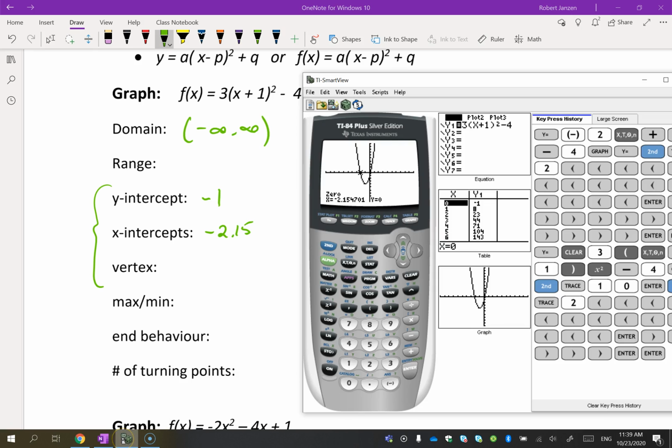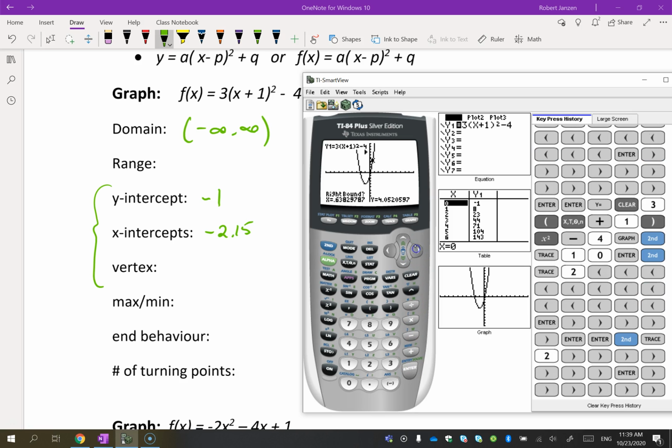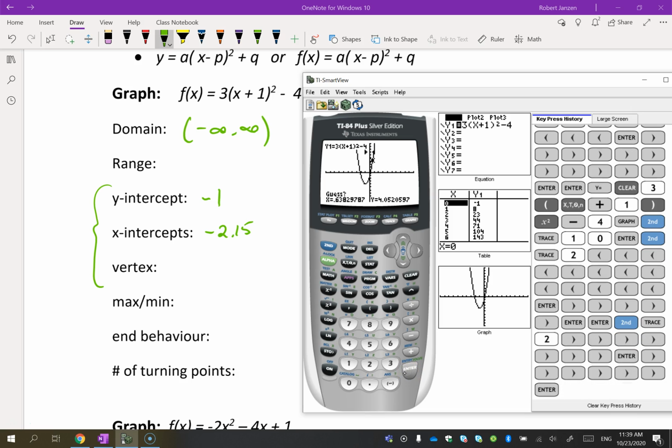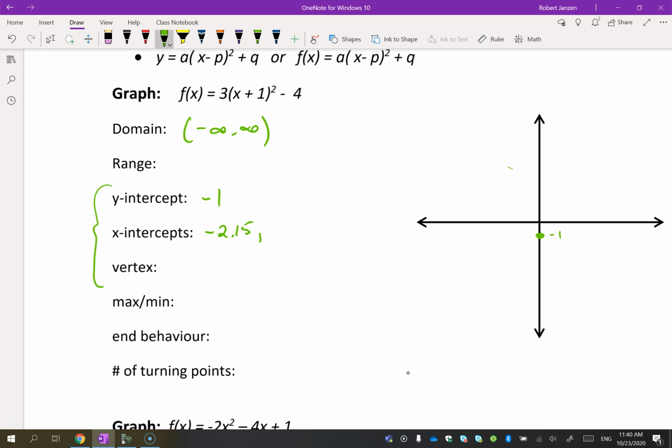Okay, now what I want to do is do the same thing. So I'm going to go to trace 0, and now I'm going to set the left bound. Well, let's go somewhere around here, and the right bound on the right side of the second intercept. Okay, and this time it's 0.15. So you can see I want to label this 0.15, and I'm going to label this one negative 2.15. Okay.